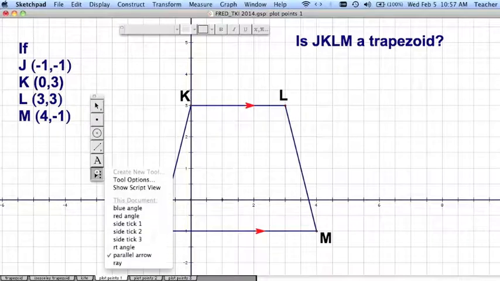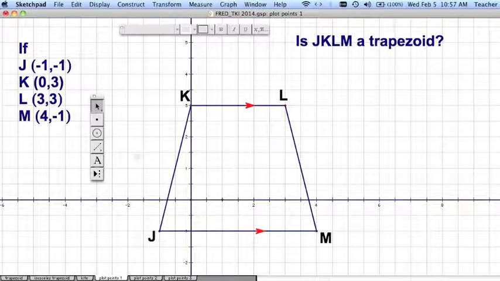The one that says, sorry, parallel arrows. Parallel arrow. Now, I'm looking at this and I say it is a trapezoid because there's no way that this side is parallel to this side. One's positive and one's negative. However, there's something else going on here.